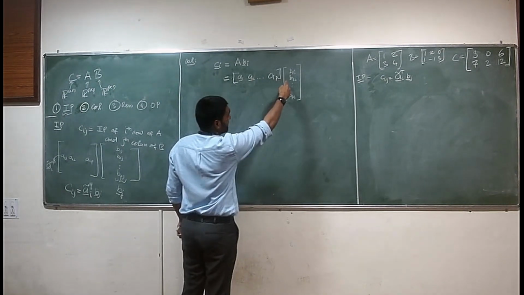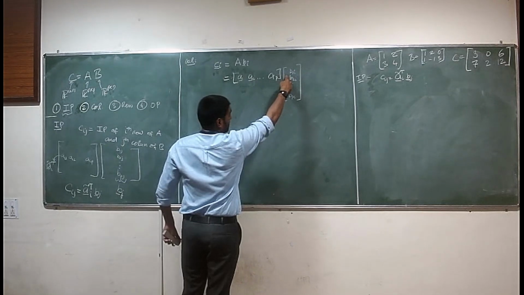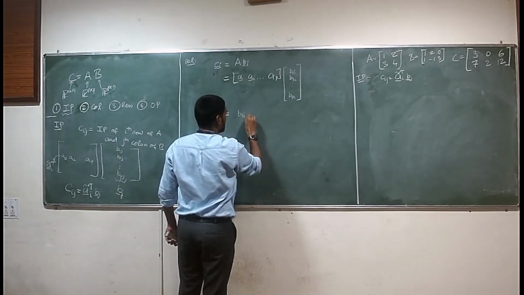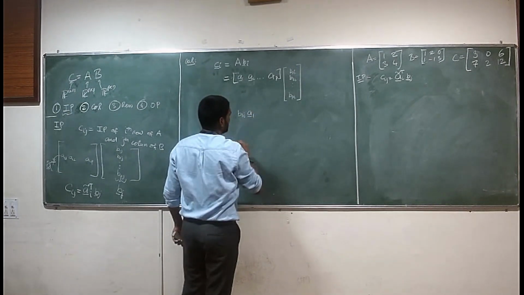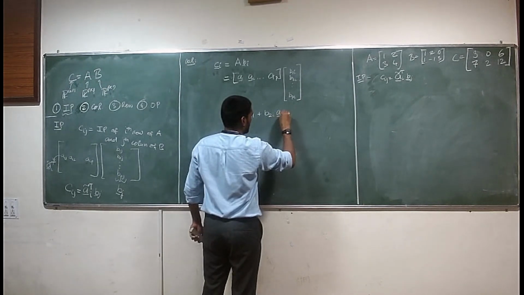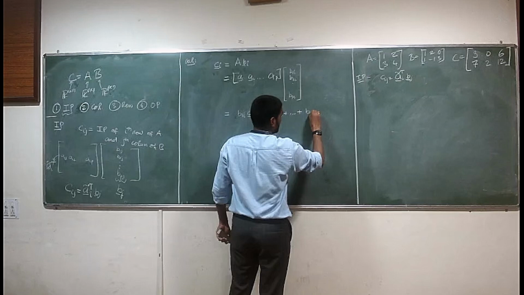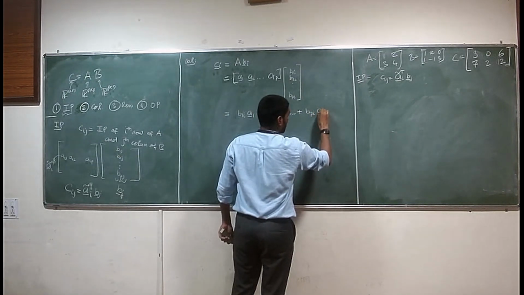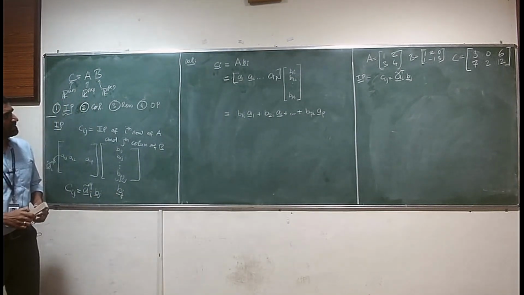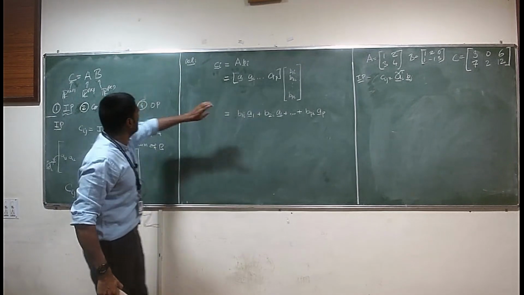Matrix post multiplied by a column vector. So this will simply be B1I multiplied by A1 plus B2I multiplied by A2 ... BPI multiplied by AP. Okay.